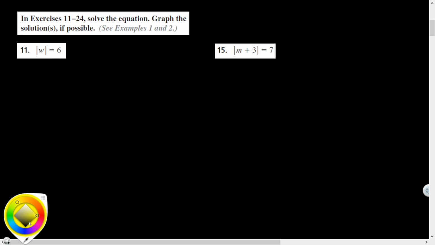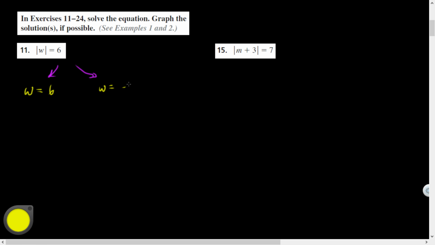All right, so the big idea with absolute value was first get the absolute value by itself on one side of the equation, and then you break it up into two separate equations. So I'm going to have either W is 6 or W is -6.